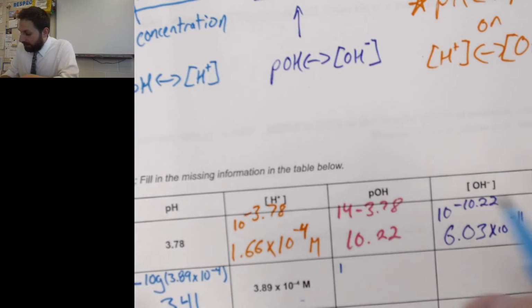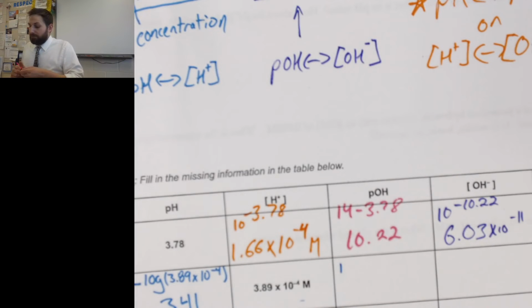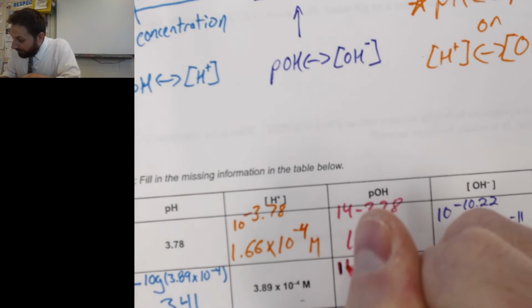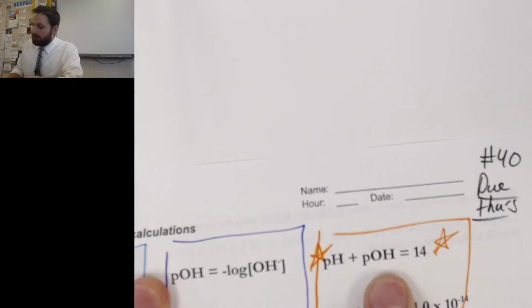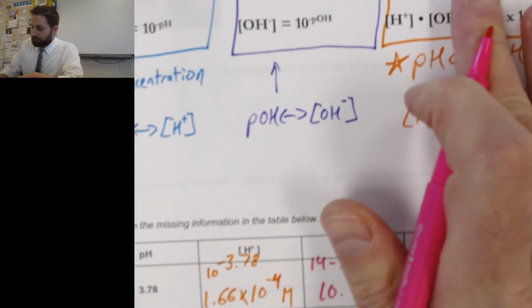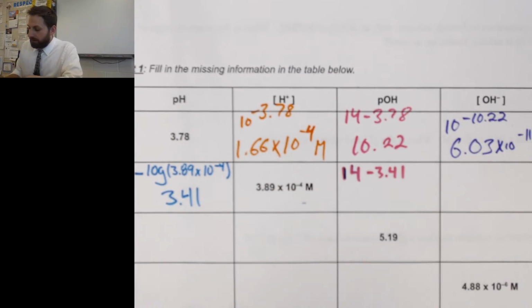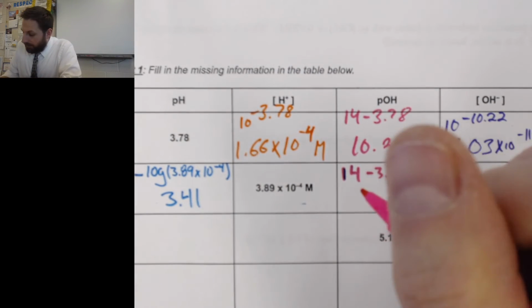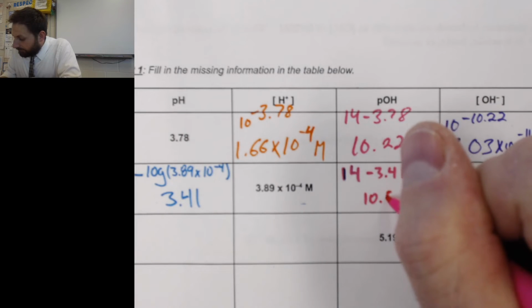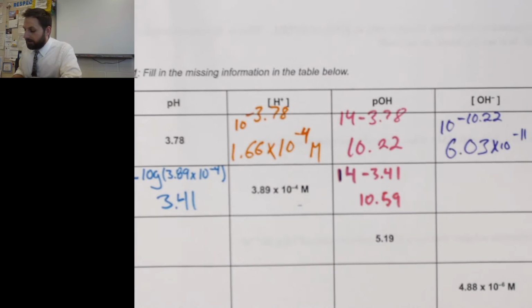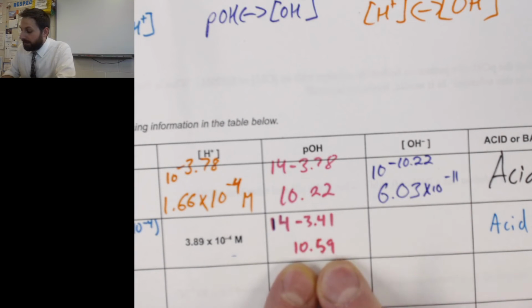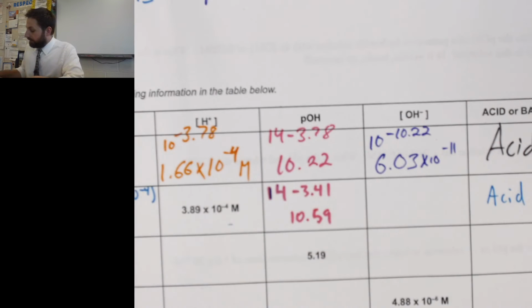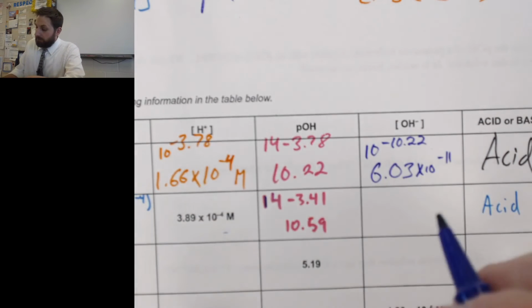So again, if I take, we'll go hot pink like Mr. Bartlett has here. So if I have 14 minus 3.41, solving for pOH up here, I'm able to get my answer. And what is that? 10.59, I think is what I got. And again, like what Mr. Bartlett did here, because I now have pOH, I can simply go purple.